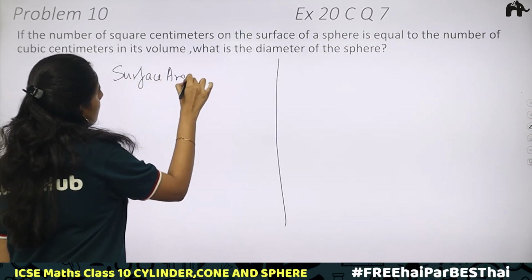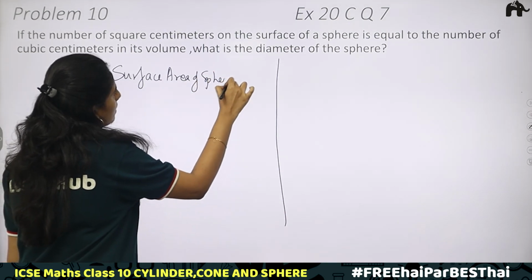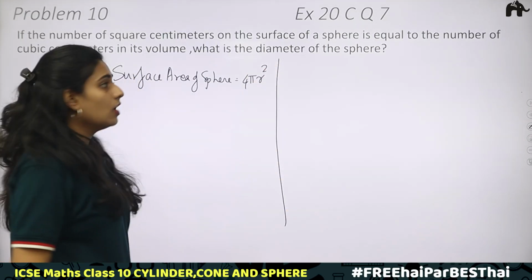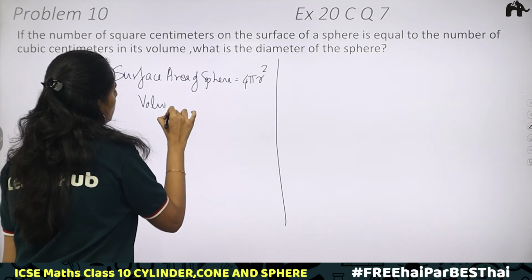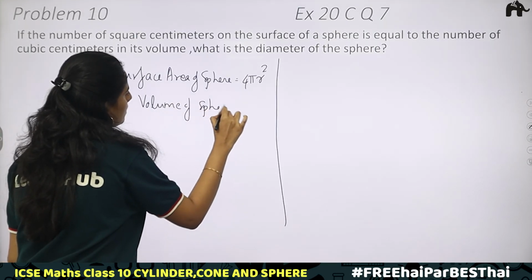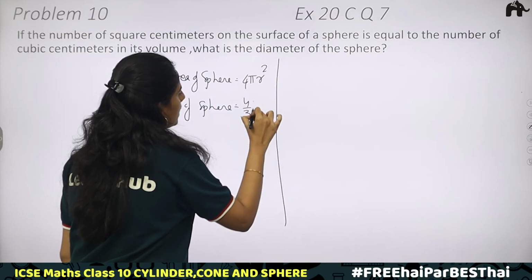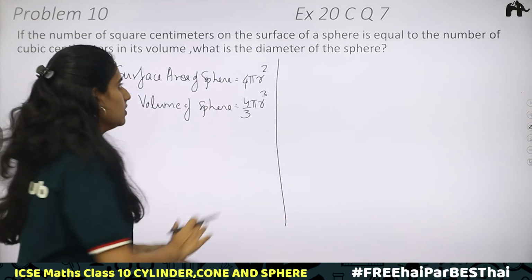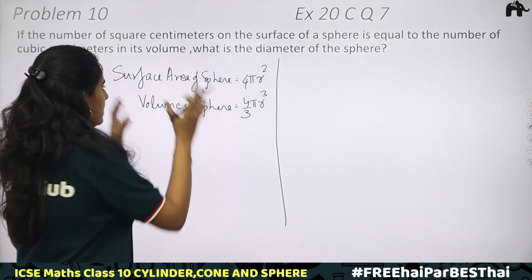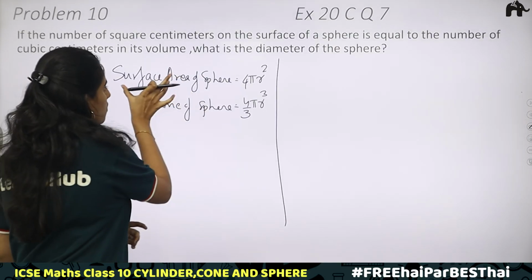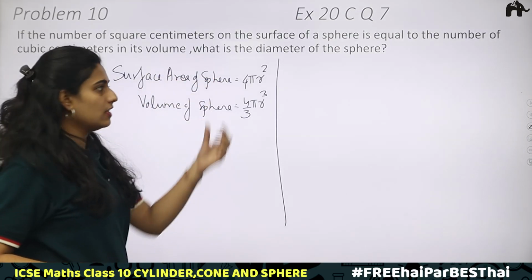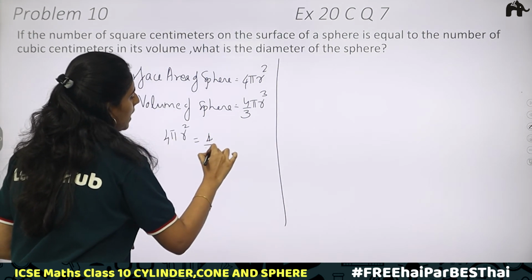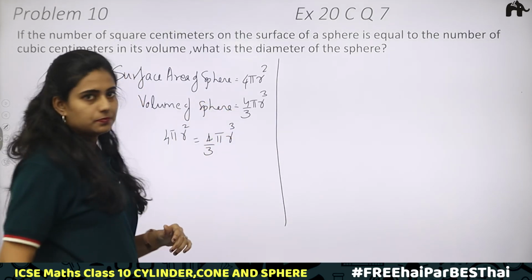Surface area of a sphere is equal to 4 pi r square. What about the volume? Volume of a sphere is equal to 4 by 3 pi r cube. A sphere of radius r we are considering. From the given question, it is clear that the surface area and volume are equal. If the volume of the sphere is equal to the surface area of the sphere, we can write 4 pi r square is equal to 4 by 3 pi r cube.